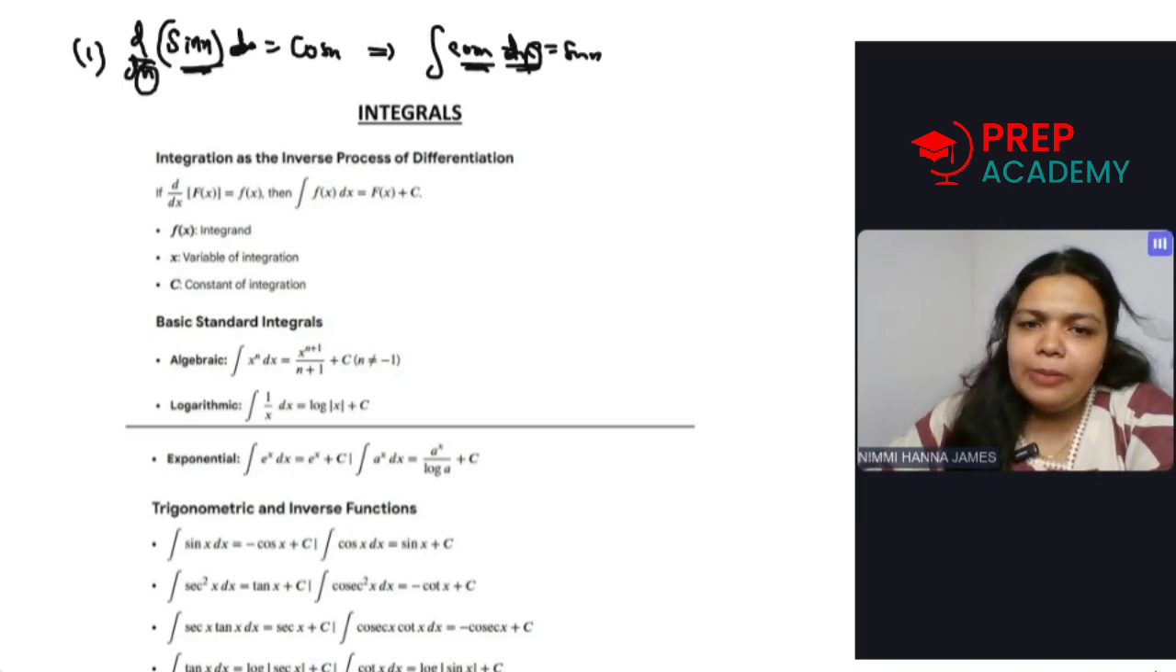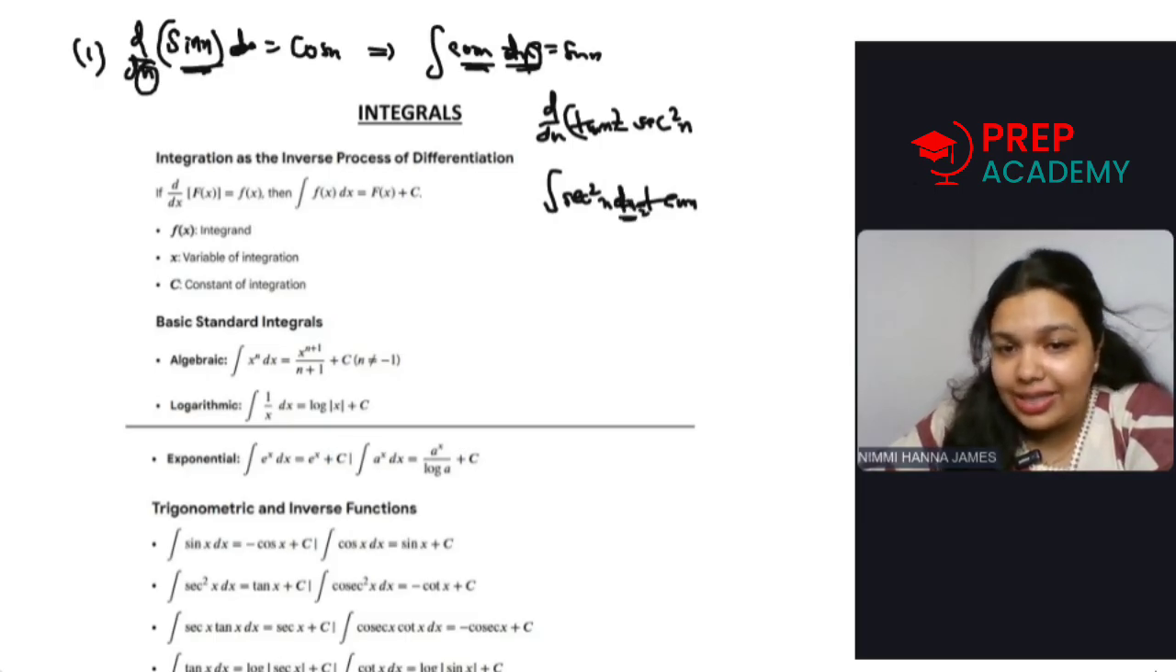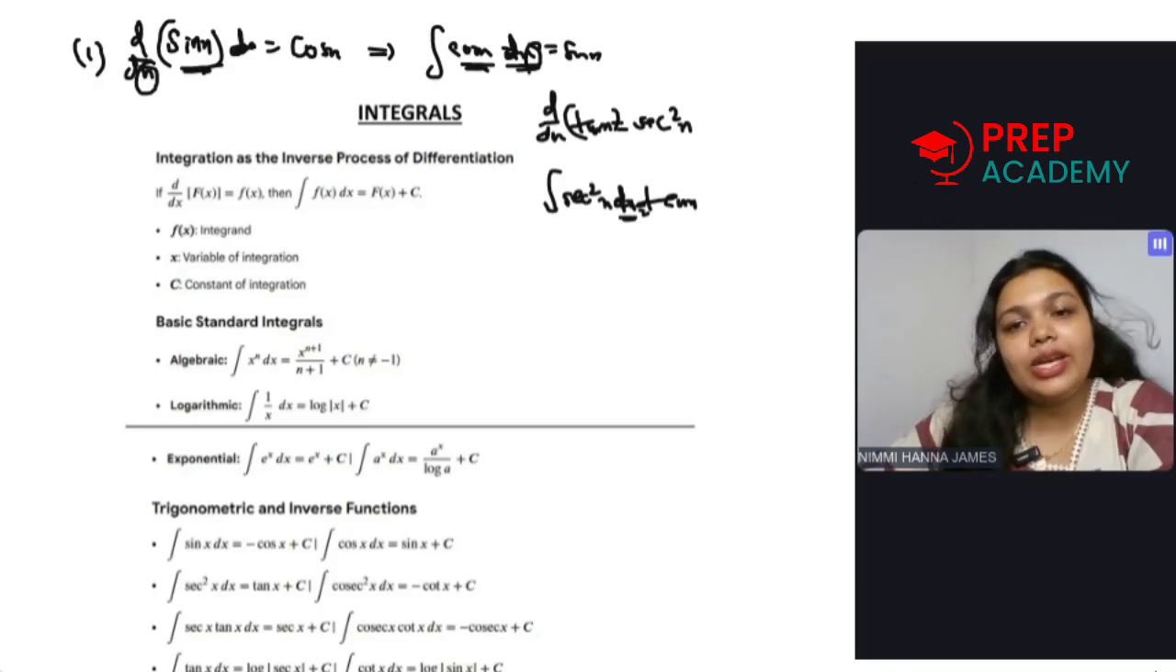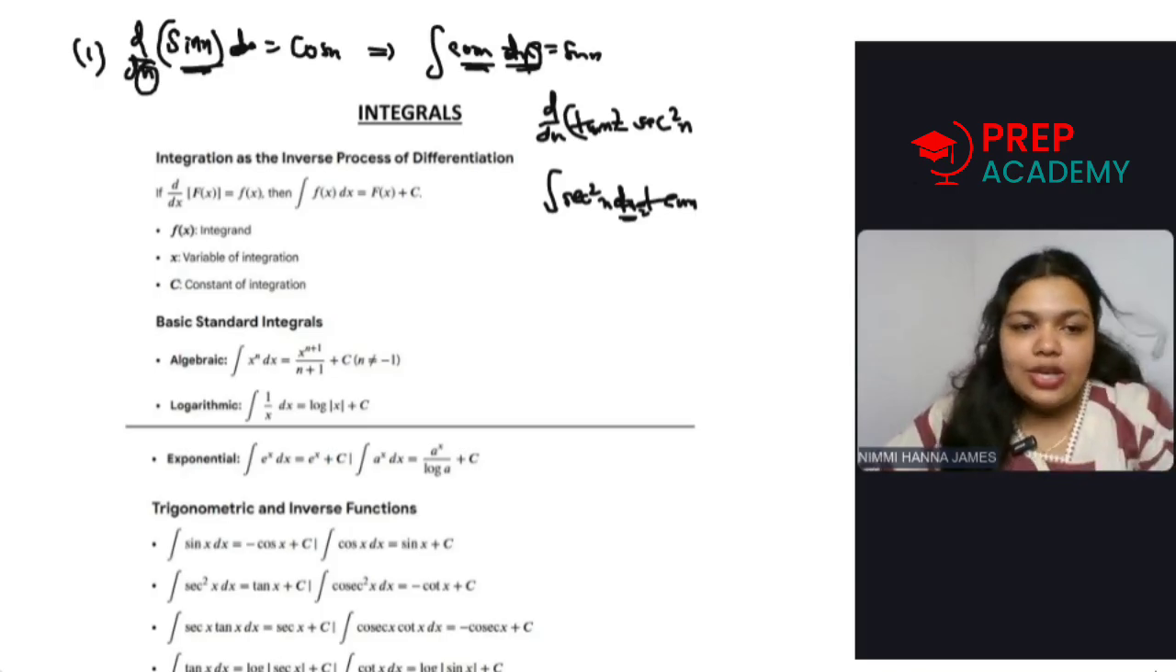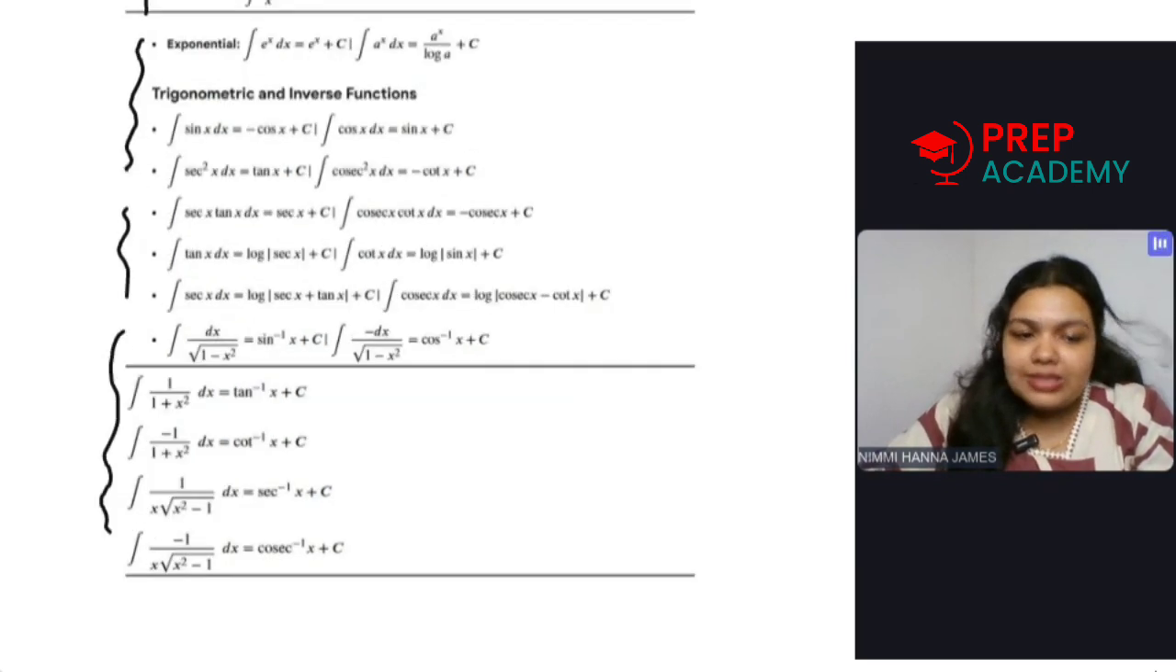Similarly, we know that the differential of tan x is sec square x. So the integral of sec square x is equal to tan x. You have to always write the integral sign and dx there. So the integral of sec square x dx is equal to tan x. These are all the basic standard integral values that you must know.